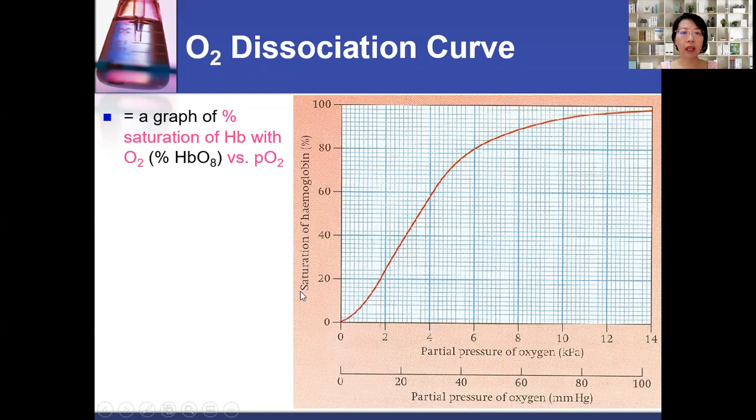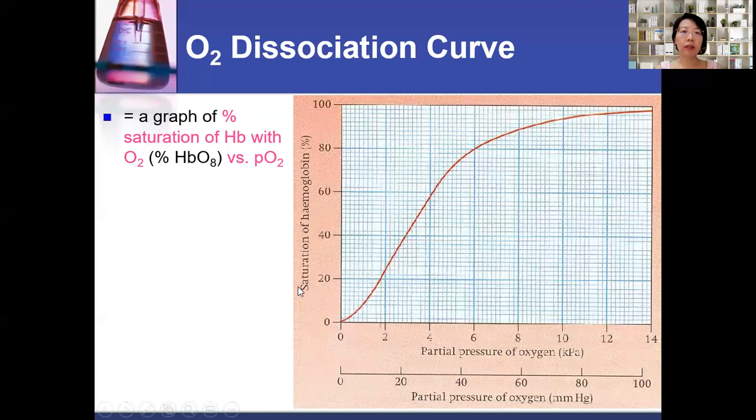So what is the y-axis? If you read here, it's called saturation of hemoglobin in percentage. So in words, it is the percentage saturation of hemoglobin with oxygen, or percentage oxyhemoglobin. Versus the x-axis, which is the partial pressure of oxygen in millimeter of mercury, or in kilopascal. So you have two scales here. The top is kilopascal and the bottom is millimeter of mercury. So this is called the oxygen dissociation curve.